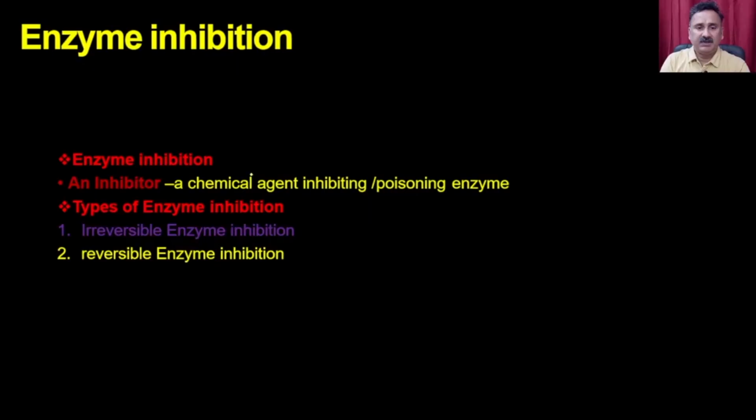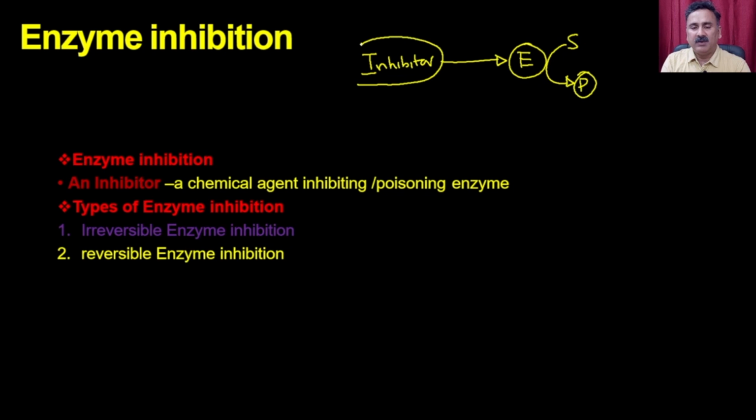Once you have developed an inhibitor, it is going to block the enzyme, and that is how the enzyme will not be able to convert the substrate into the product. So what is an inhibitor? An inhibitor is a chemical agent which inhibits or poisons the enzyme, which means it blocks the enzyme in such a way that the enzyme will not be able to convert the substrate into the product.